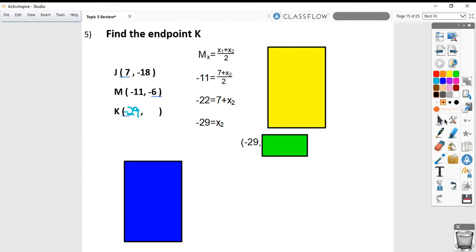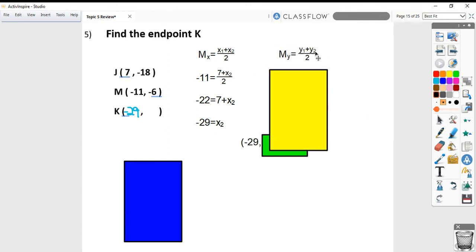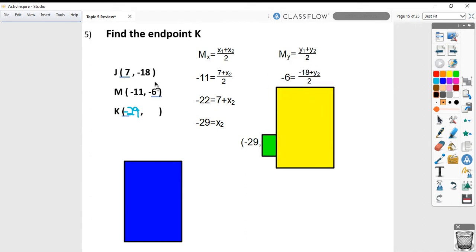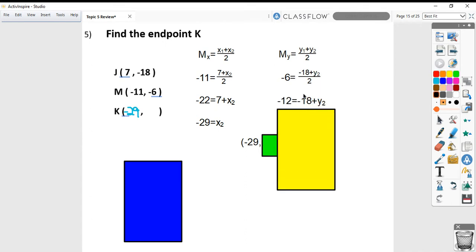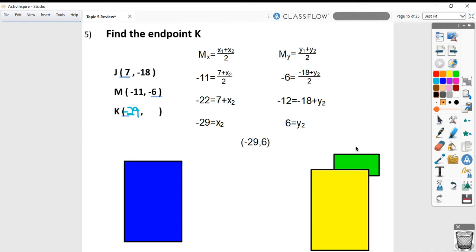All right, finding the y value is exactly the same process. We already know the average of the two y values is the midpoint y value. So that negative 6 is the average of negative 18 and some other number. Negative 18 plus that other number divided by 2. The process to get the number by itself is exactly the same. You multiply times 2, and then you get rid of this other thing. How do you get rid of minus 18? Well, you add 18. So we add 18 on both sides, and we get 6. So our final answer is negative 29, positive 6.